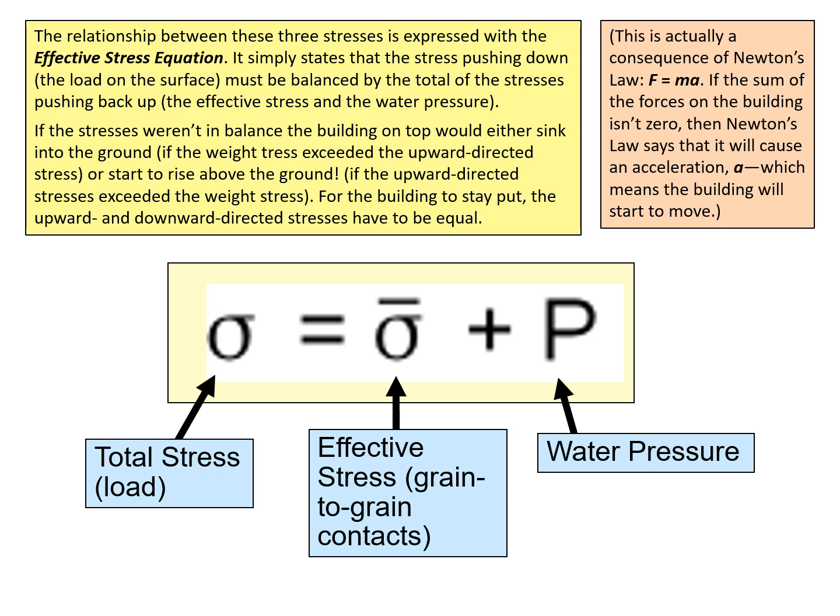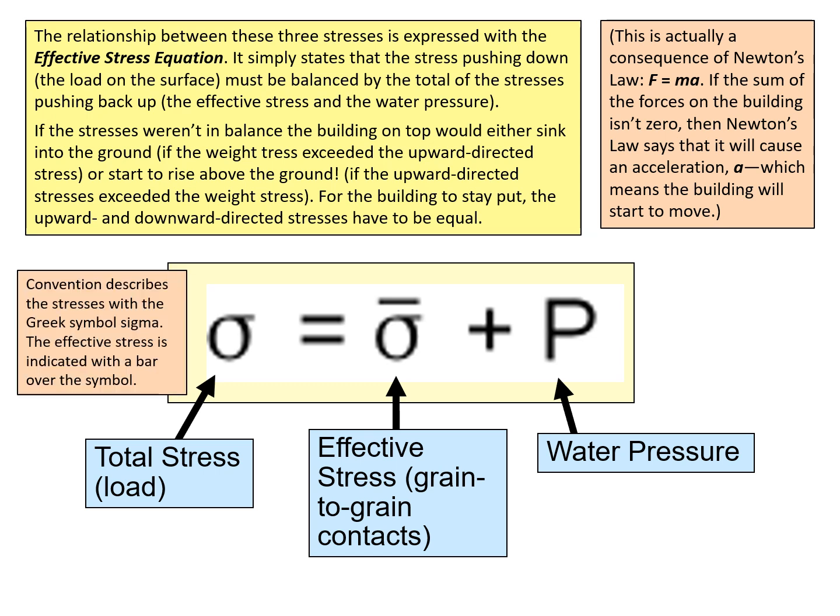This means the downward push of the structure's weight must exactly balance the upward push of the effective stress plus water pressure. This relationship is expressed in the language of math as the effective stress equation, shown here. Traditionally, stresses are given the Greek symbol sigma in physics, and the effective stress is distinguished from the load stress with a little bar over the top.